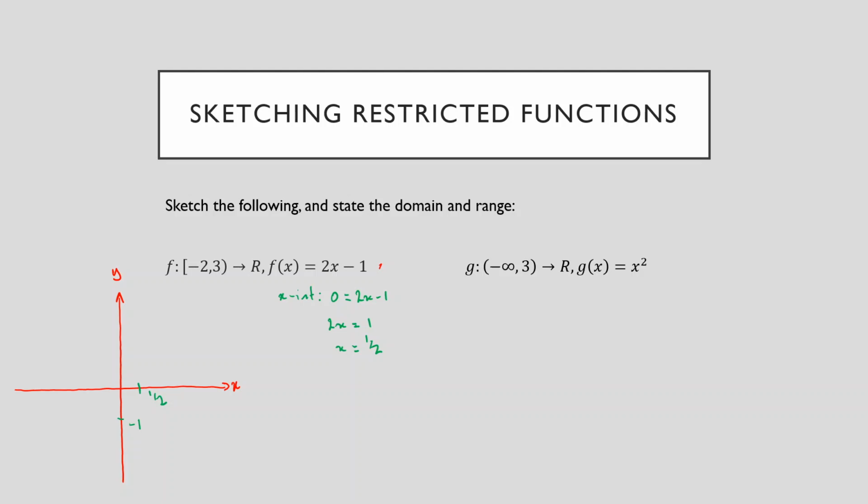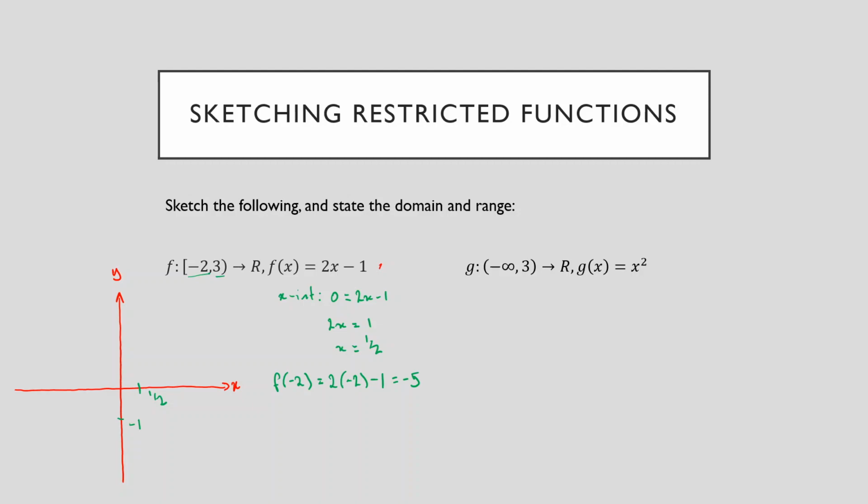All right, what are our endpoints? To determine your endpoints, you need to substitute the endpoints of your domain into your function. So our endpoints are -2 and 3. So let's do -2 first. So f of -2 equals 2 times -2 minus 1. 2 times -2 is -4, minus 1, -5. Okay, so that's our left endpoint.